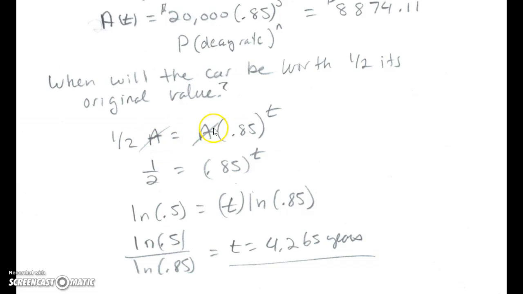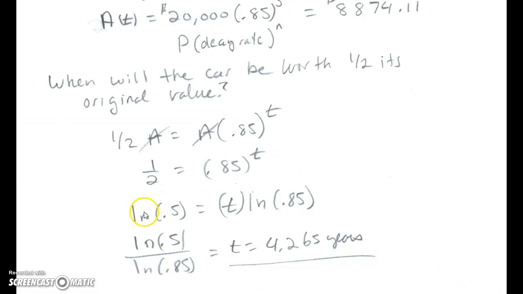Those A's will cancel out and we're left with 1/2. If you had 20,000 and 10,000 and you divided 10,000 by 20,000, dividing both sides by 20,000, you would get 1/2. So you don't even need to plug in a value, just plug in the variable. A becomes 1/2 A. Divide both sides by A. The A's cancel out. I'm left with 1/2 equals 0.85 to the T. We need to solve for that.